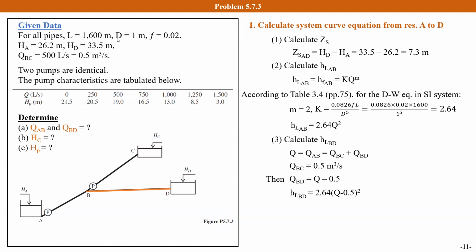Because the length, diameter, and friction factor for all the pipes are the same, we do not need to recalculate the coefficient K. We can directly use the flow rate in pipeline BD to represent the head loss. It equals 2.64 times (Q minus 0.5) to the power of 2.